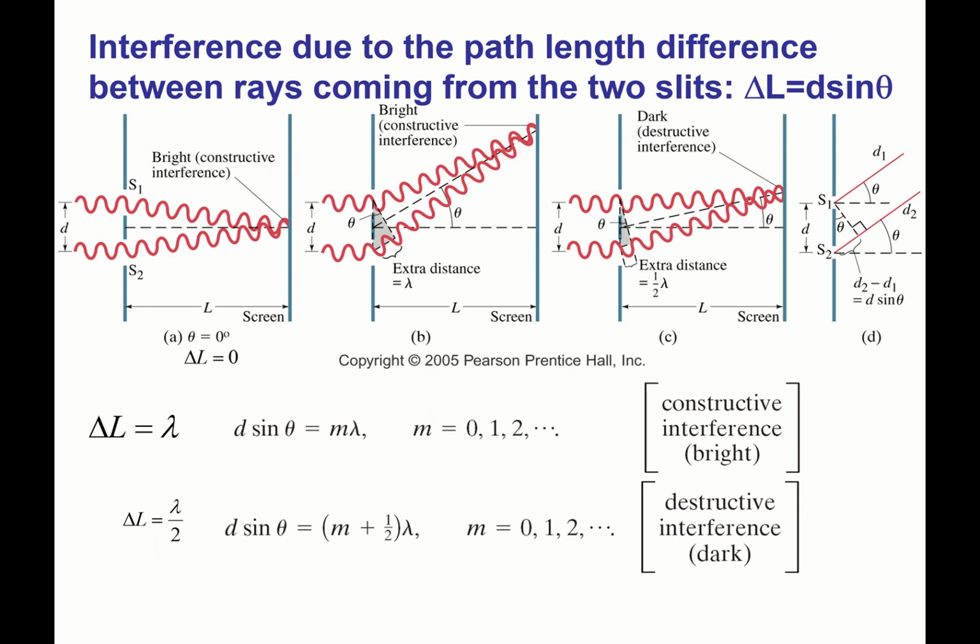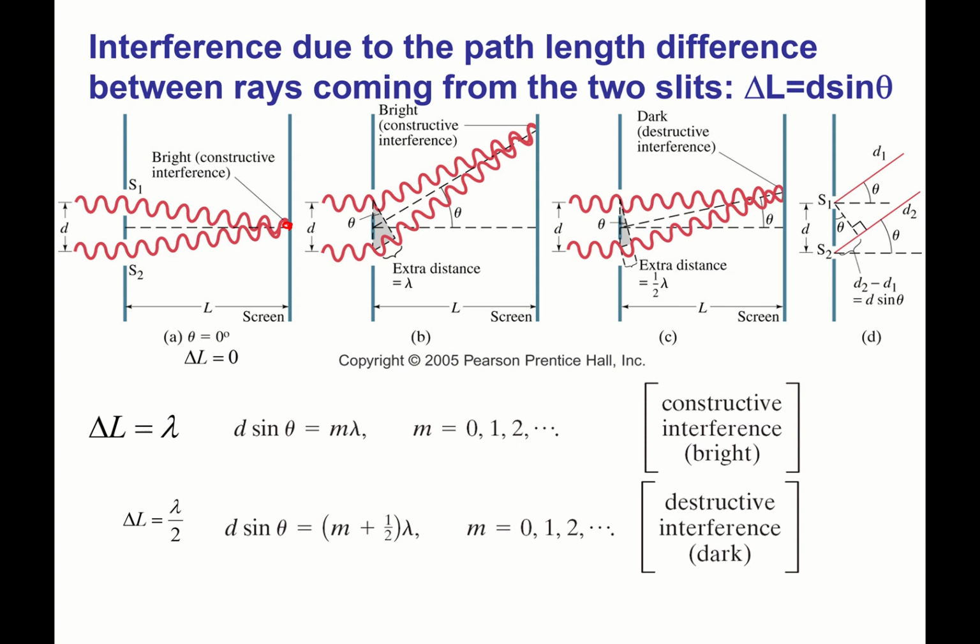All right, so let's look at some pictures of what happens. If we look at the light waves that come from each slit and hit right at the center of the screen, you can see that as they travel, each of them travels the same distance, so they're still going to be in phase when they hit the screen. And so we're going to get a bright spot at the center of the screen.